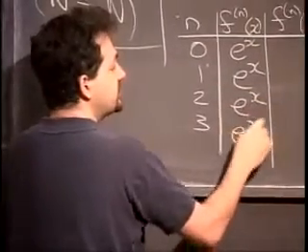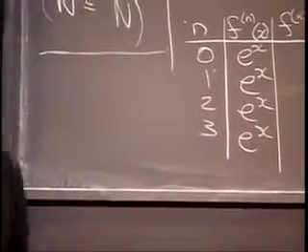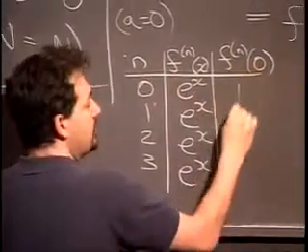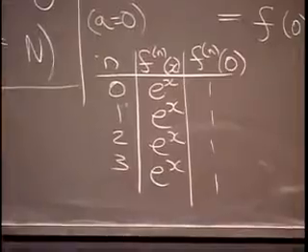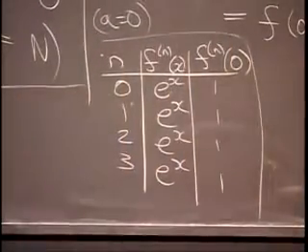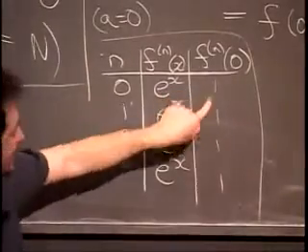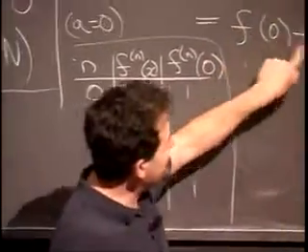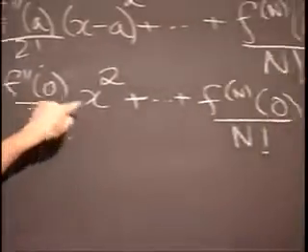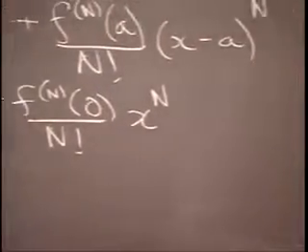The third derivative is e to the x. Hey, every derivative is e to the x. Now we plug in 0, and we get 1, 1, 1, 1. All the derivatives are 1 when evaluated at 0. And now you can just use this table to plug in these numbers for f of 0, f prime of 0, f double prime of 0. You just read down the column, which in this case is not very exciting because they're all 1.